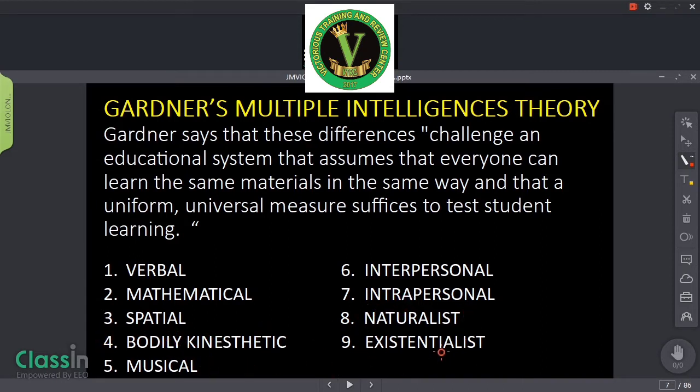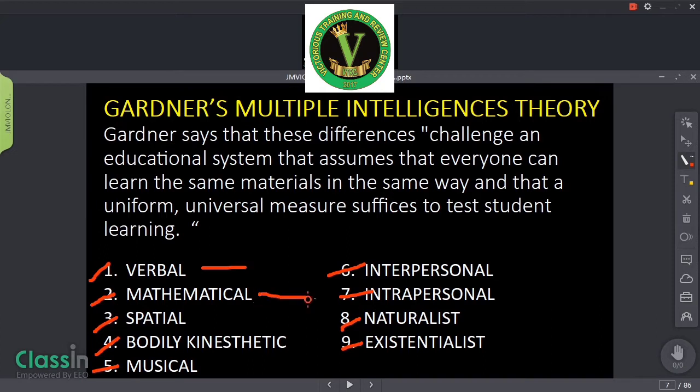these different intelligences into nine categories. We have the verbal, the mathematical, the spatial, the bodily kinesthetic, the musical, the interpersonal, the intrapersonal, the naturalist, and the existentialist. Now let's talk about the verbal first. Usually these verbal people love talking and writing, so technically they are linguists. They love words. They could easily put their ideas into writing and express them verbally, and they are very creative when it comes to presenting them.